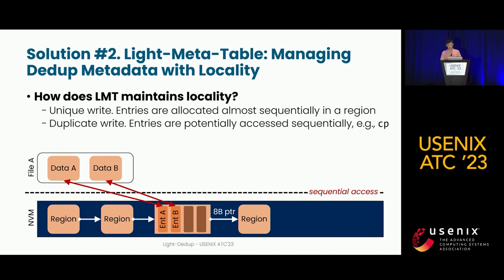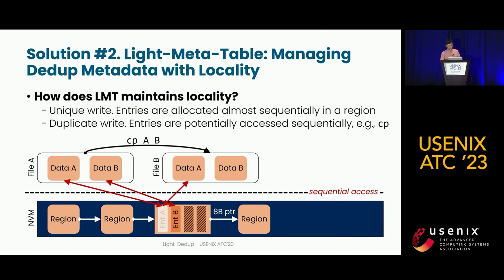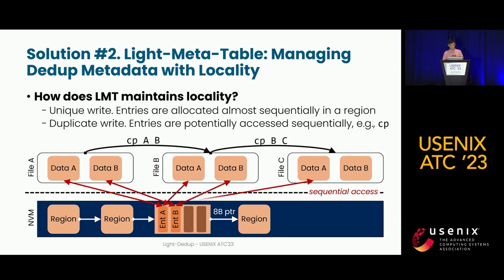Then, how can LMT maintain locality? We introduce two scenarios. For unique writes, entries are allocated almost sequentially in a region. Thus, we achieve spatial locality. For duplicate writes, entries are potentially accessed sequentially. For example, a copy command results in sequential deduplication metadata accesses.